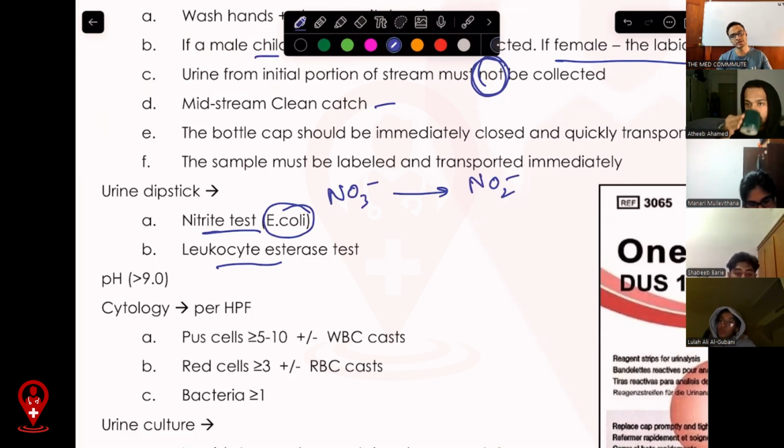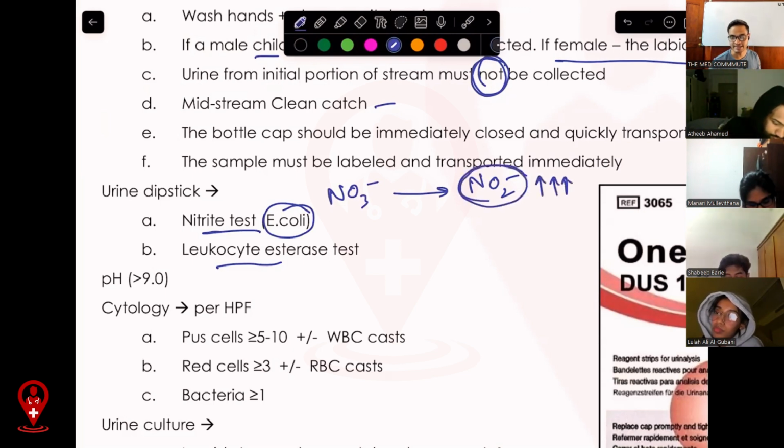So if your urinary tract is full of this E. coli species, when you test the urine for nitrites, you are going to see an increase in nitrites in the dipstick. Okay. So they can convert endogenous nitrates into nitrites, right?